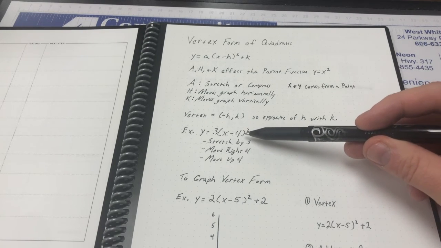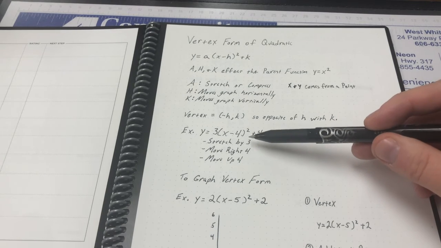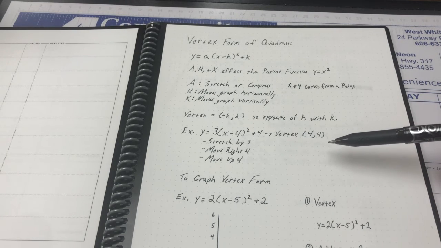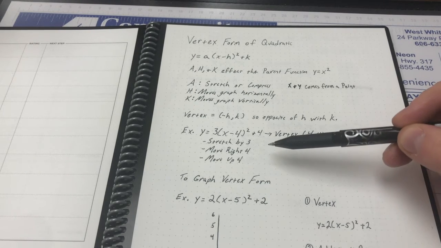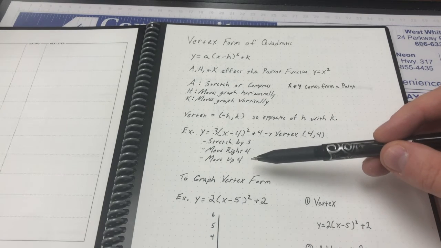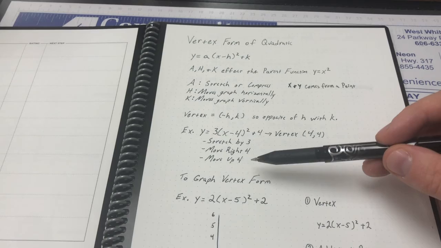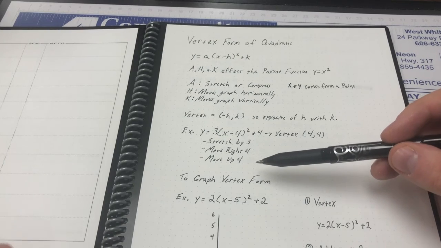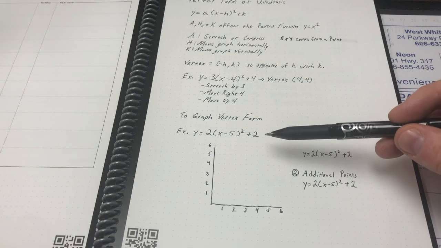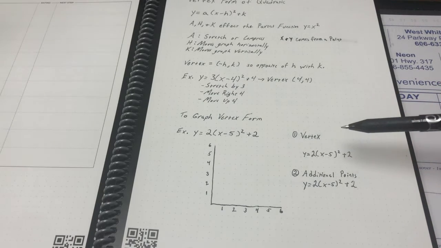The -4 that's in the h spot, even though it's negative, when you bring it back to the opposite, it would actually move that to the right. And then the +4 on the outside, that's still going to be your constant. It's going to move it up. So I'm going to work an example with you all. I'm going to take the equation y equals 2 times (x minus 5) squared plus 2.